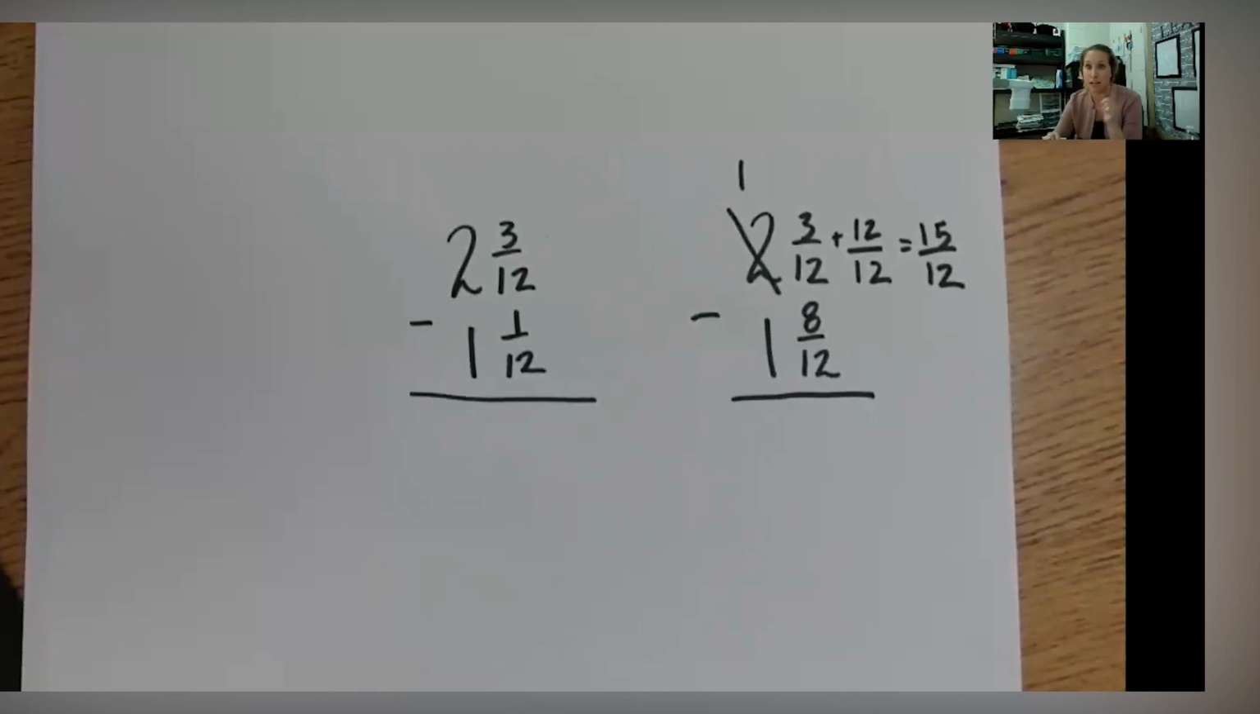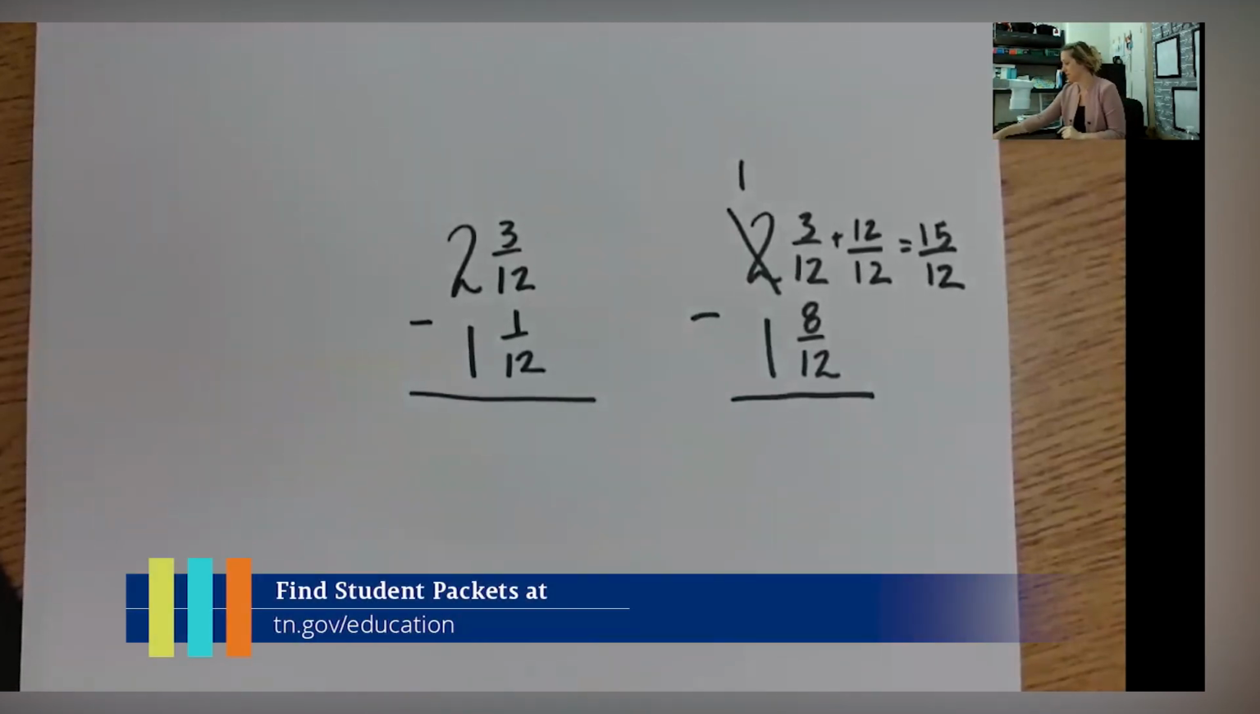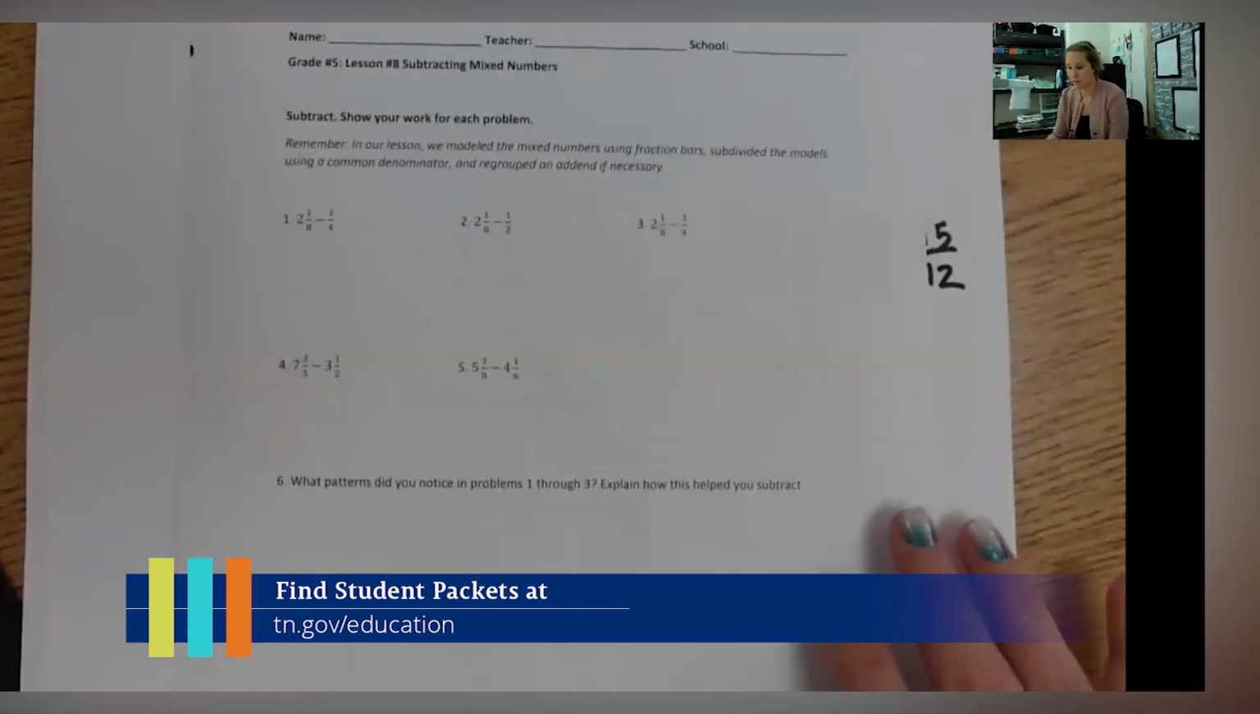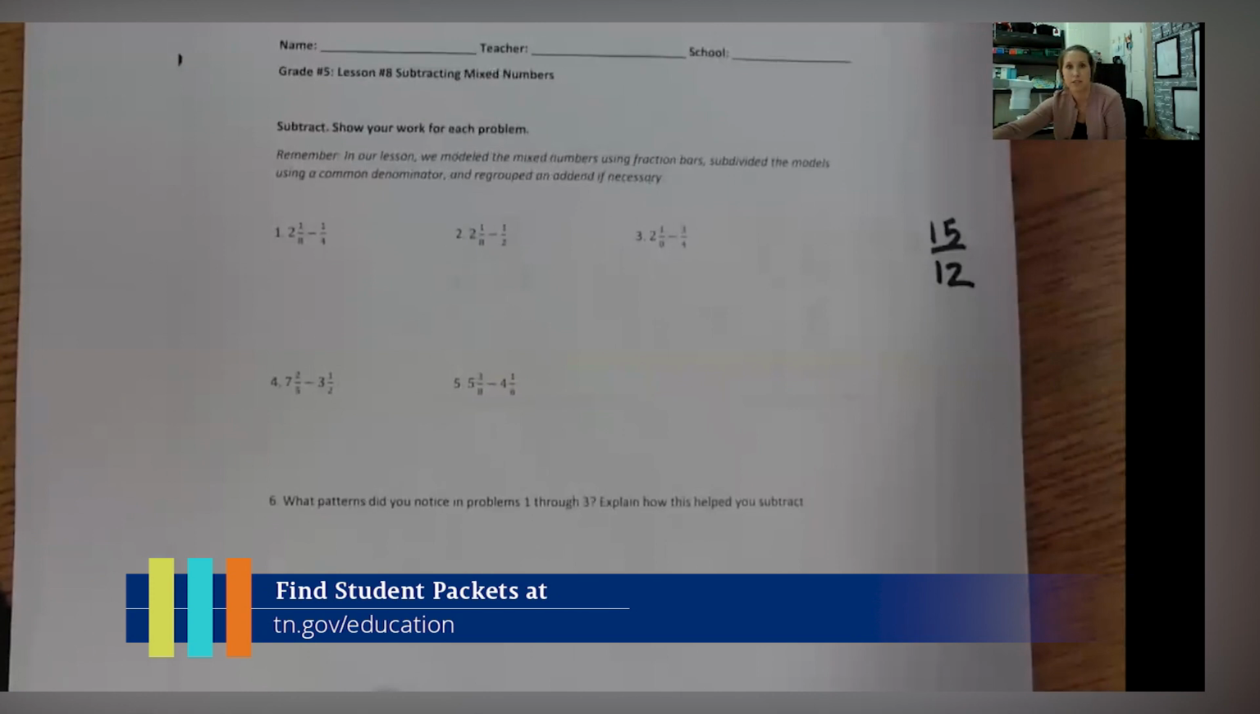I will show you the independent practice problems now, or you can find them at www.tn.gov/education. Here are today's independent practice problems. Zoom in so you can see a little bit better.